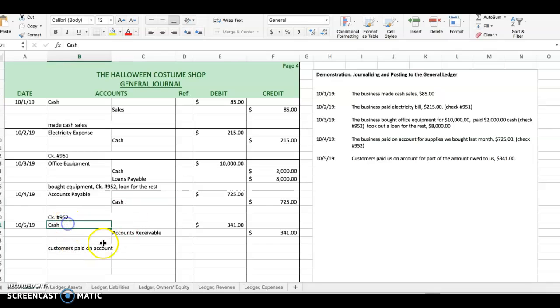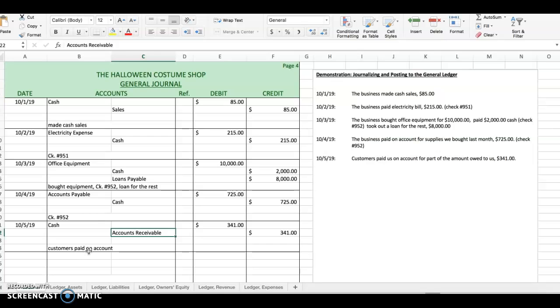And then the final one, we receive money from customers, and now we use accounts receivable. We receive cash, obviously that goes up, it's debited. Accounts receivable goes down, it's an asset, it decreases on the credit side. It goes down because people owe us less money now. So those are the transactions that we'll look at.